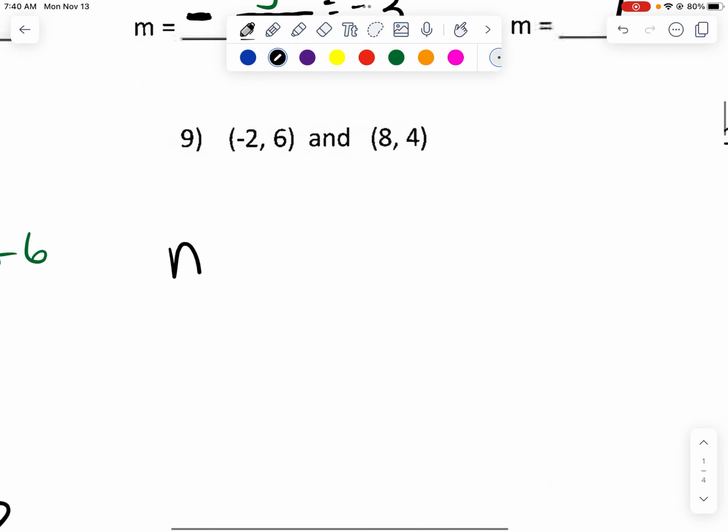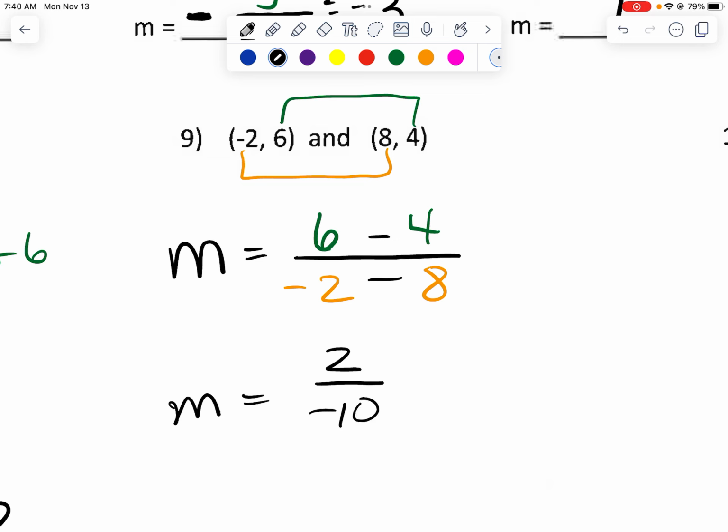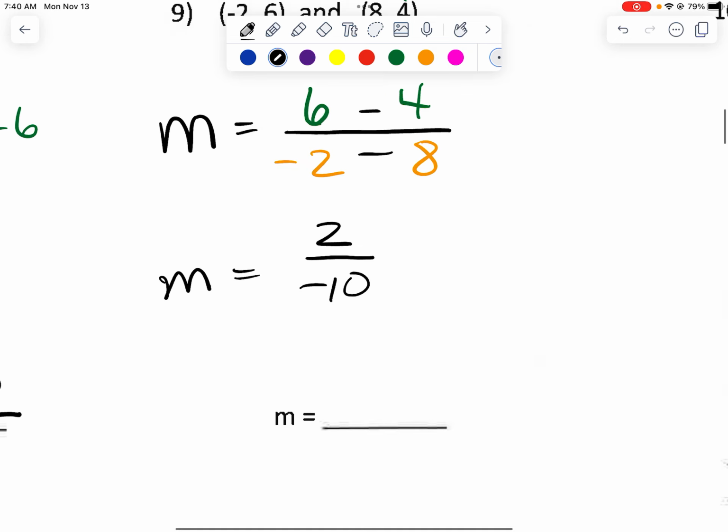This one, I subtract my y values on top. I subtract my x values on bottom. I get 2 over negative 10. If I simplify that, I get negative 1/5.